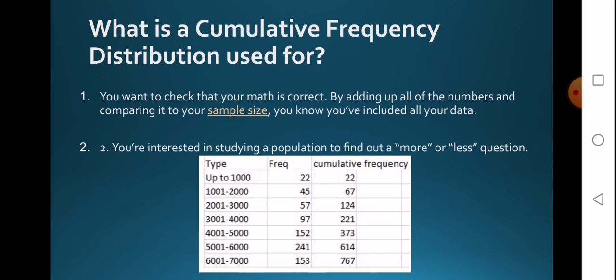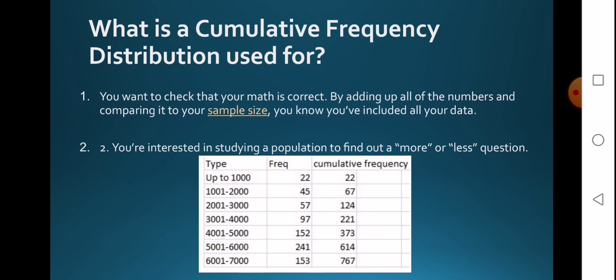So why would you want to use a cumulative frequency distribution? There are a couple of reasons. First, you want to check that your math is correct by adding up all of the numbers and comparing it to your sample size. You know you've included all your data. For example, if your sample size was 44, in this case you'd know by the cumulative frequency distribution that you're missing one piece of data.